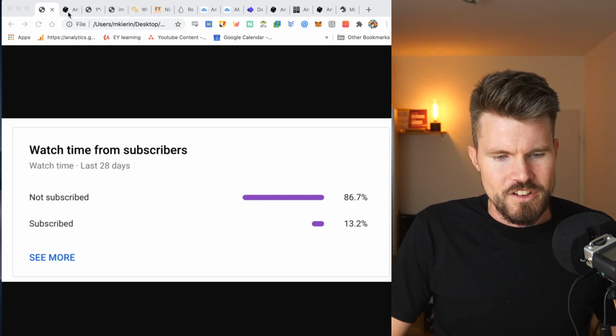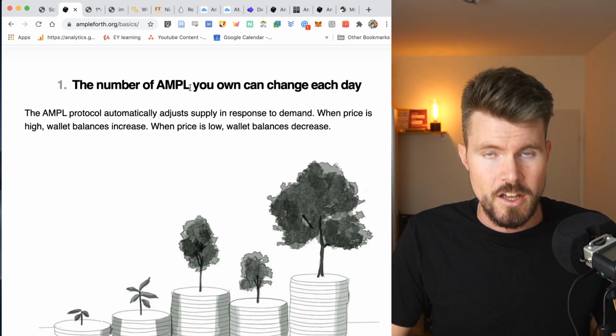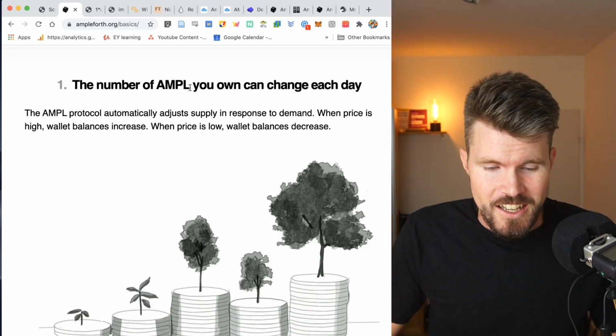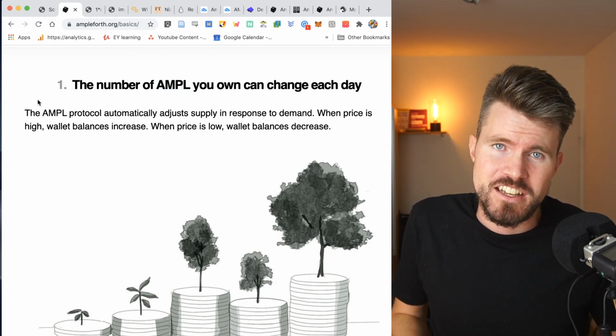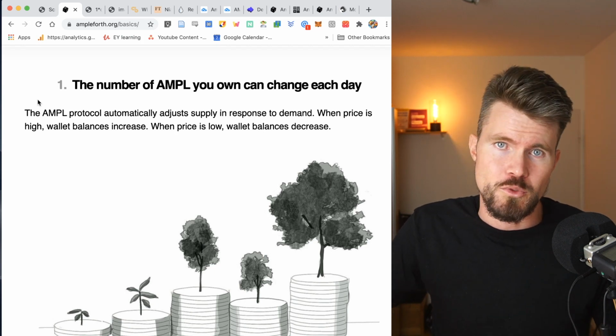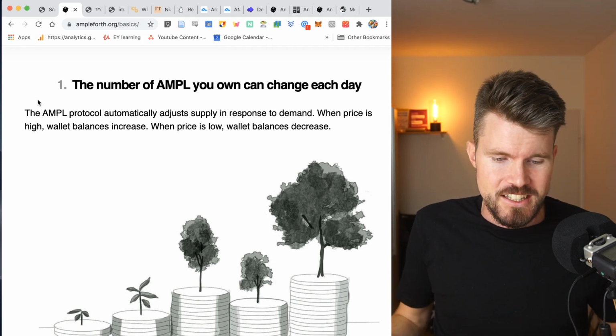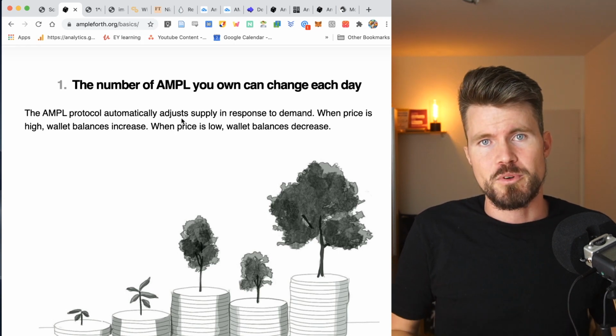So yeah, AMPLEFORTH, elastic money supply, a very, very interesting concept. The AMPLEFORTH project has a token and it's called AMPL. And the AMPL token is very similar to many other stablecoins in that it tries to follow the $1 peg. What that means is that the AMPLEFORTH protocol automatically adjusts the supply in response to demand.